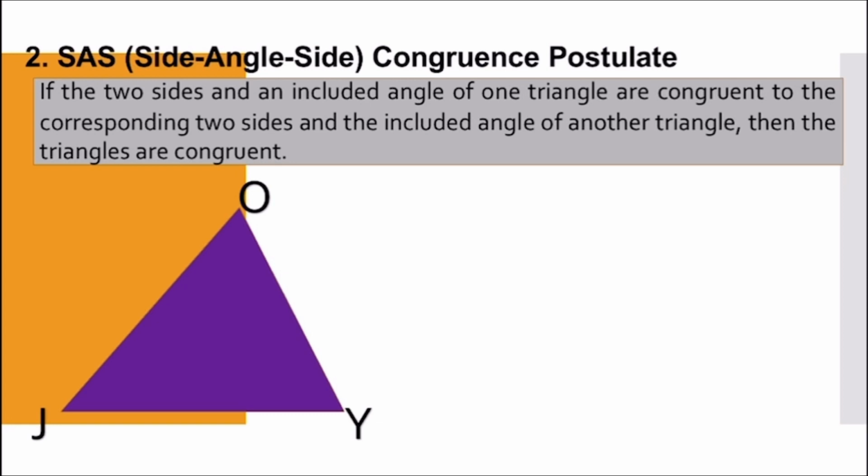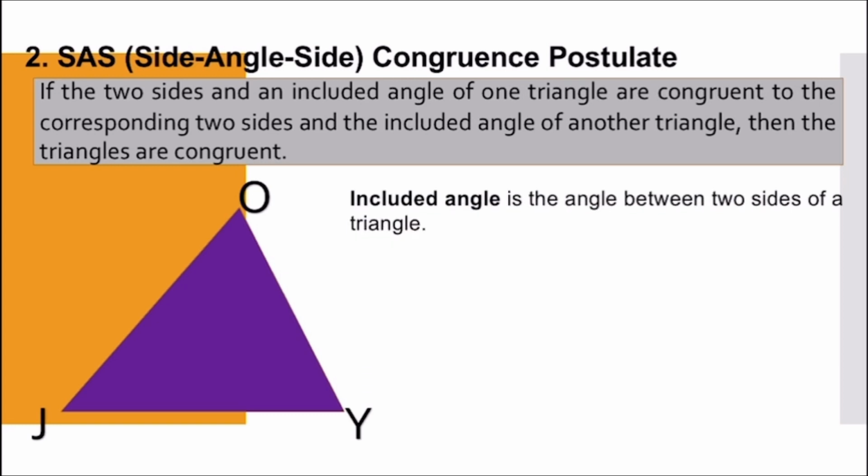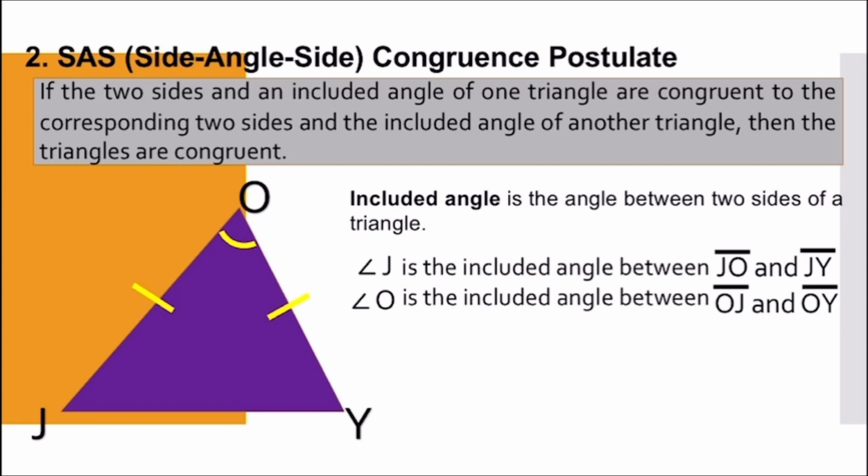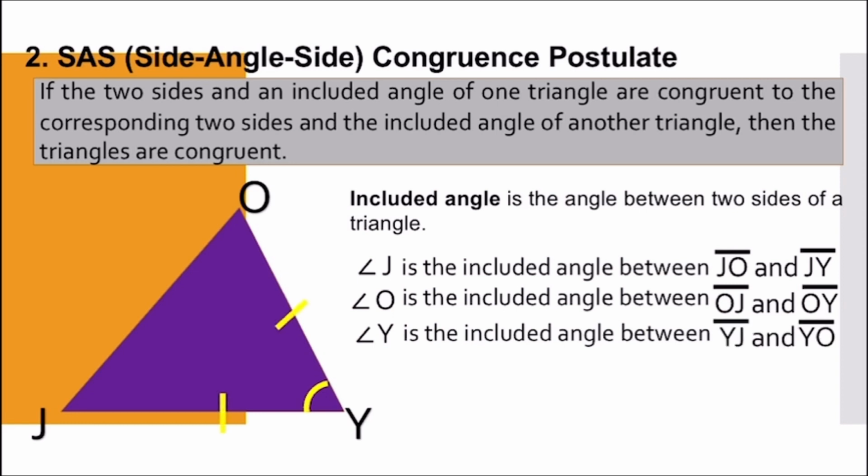Let's consider triangle JOY on the slide. The included angle is the angle between two sides of a triangle. Angle J is the included angle between line segment JO and line segment JY. Angle O is the included angle between line segment OJ and line segment OY. And angle Y is the included angle between line segment YJ and line segment YO.